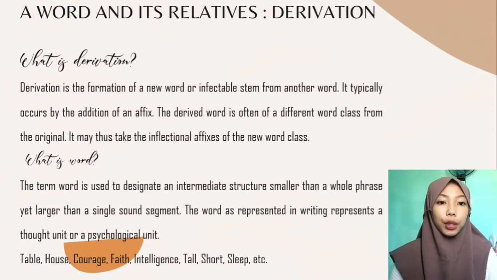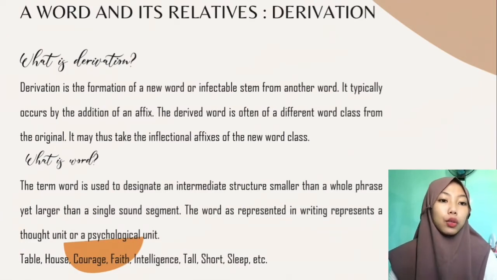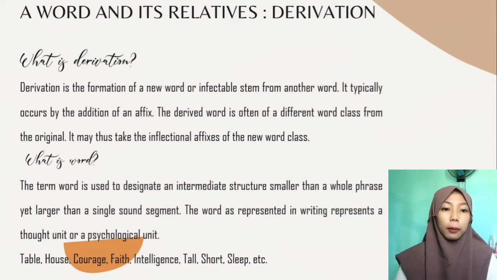Okay, the next material is what is a word. As you can see on the screen, the term word is used to designate an intermediate structure smaller than a whole phrase yet larger than a single sound segment. The word as represented in writing represents a tool unit or a psychological unit. For example, table, house, courage, faith, intelligence, tall, short, sleep, etc.